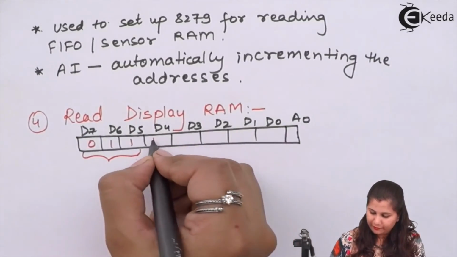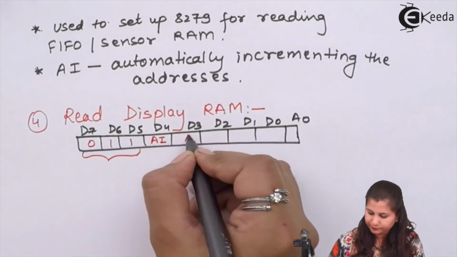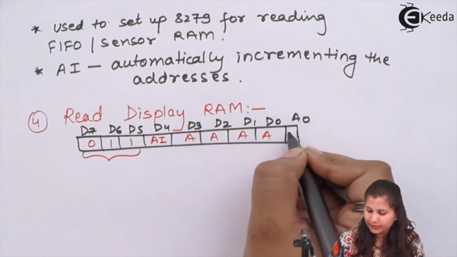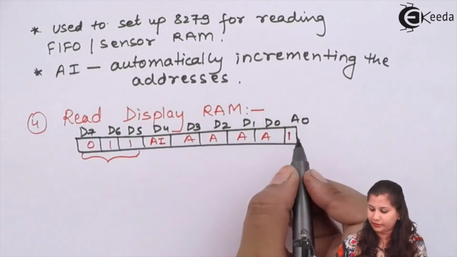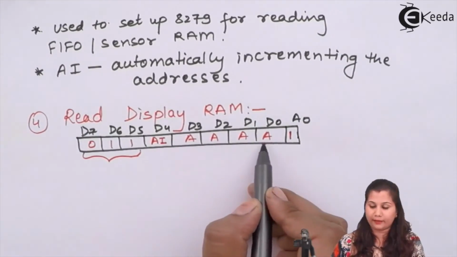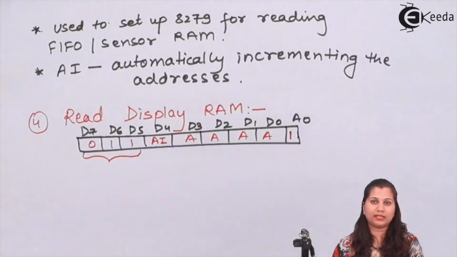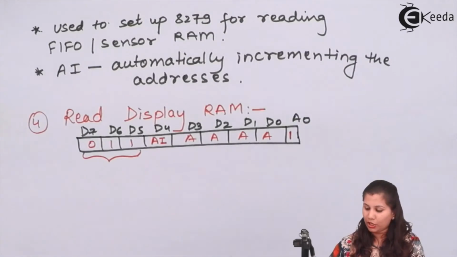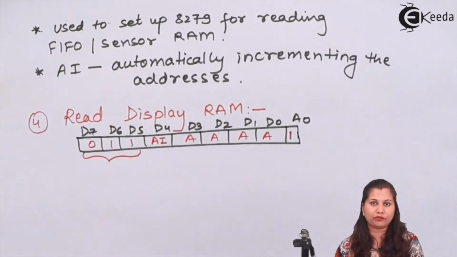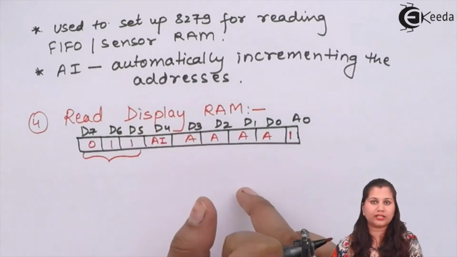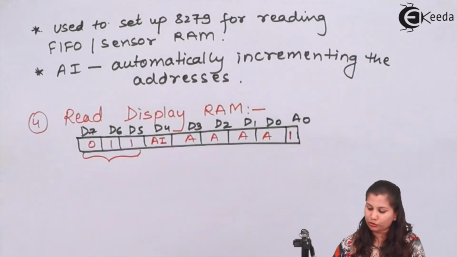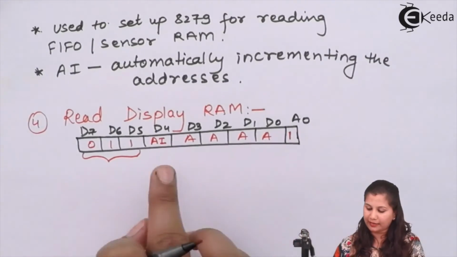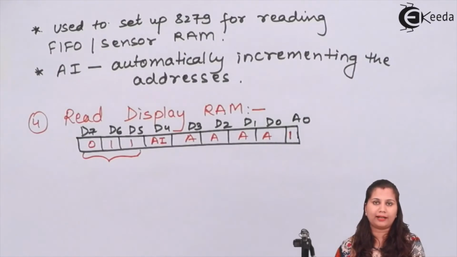Then we have D4. Again we have auto increment here, and this is always at logic 1. Then A0, A1, A2, A3, the 4 bits, because the display RAM is of 16 bytes, so it will have an address of 4 bits. The FIFO RAM was of 8 bytes and the display RAM is of 16 bytes. So the address associated with FIFO RAM has 3 bits, and the address associated with display RAM has 4 bits. This is the 4-bit memory address, and then the auto increment flag.